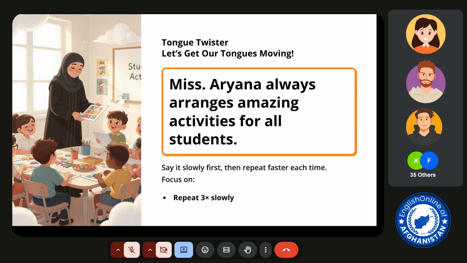Okay, guys, do we have any volunteer who wants to read it? Okay, let's have first Ms. Mujda Hotak. Please read the tongue twister.